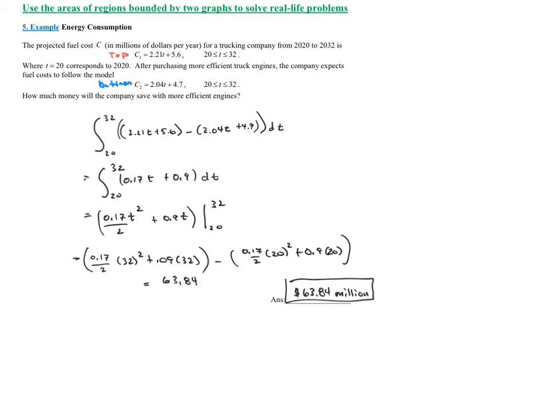So would this be an investment worth making for this company? Well, as long as these engines cost less than $63 million, they'd be saving money on fuel costs. As long as those engines cost less than the amount they're saving in fuel, this would be a good deal for the company to make.